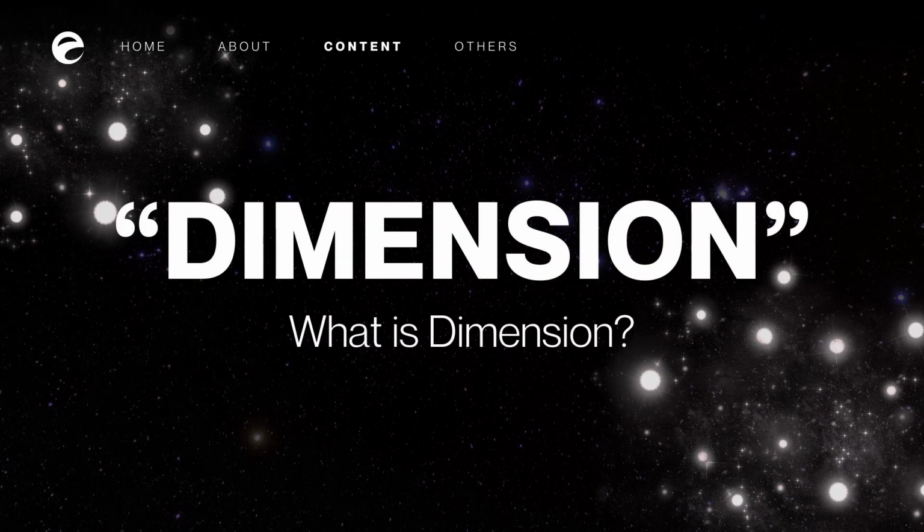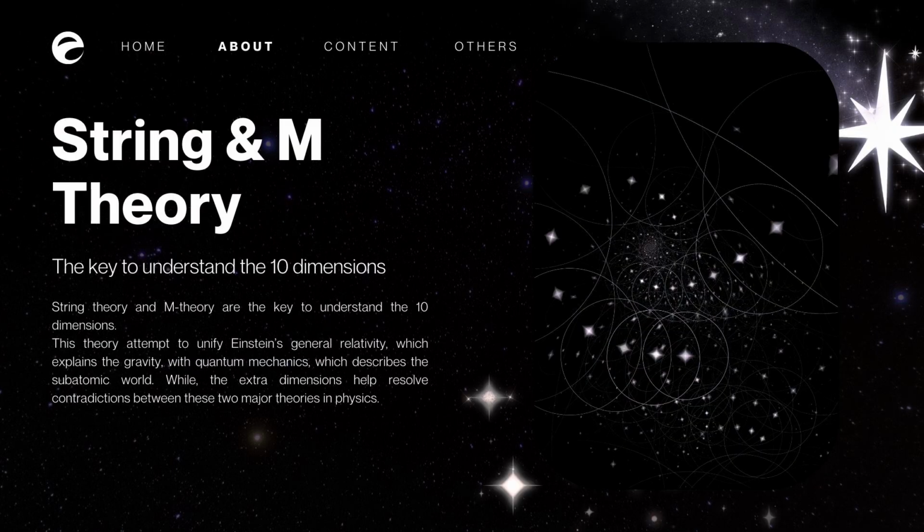Moving on, let's define some terms. A dimension is a direction or measurable extent like length, width, and height. Time is the fourth dimension, while the fifth to tenth dimensions are beyond human perception but necessary in theory. Meanwhile, string theory is the idea that all matter is made of tiny vibrating strings instead of particles. On the other hand, string theory and M-theory are the key to understanding the 10 dimensions.